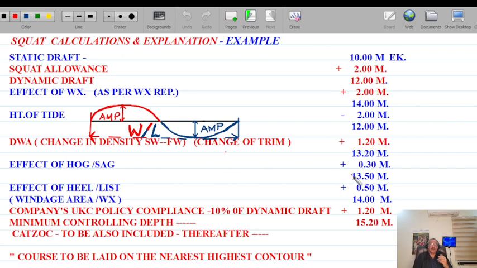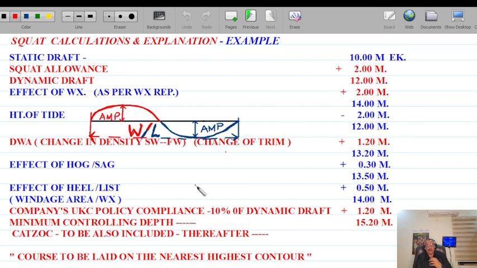Thereafter, the effect of hog and sag. Bigger vessels have bigger hog and sag, like VLCCs have up to sometimes around 50 odd centimeters, and Aframax and Suezmax may have 35, 40 centimeters, so I've taken approximately 30 centimeters. For a smaller vessel, it may be lesser, 15 or 20 centimeters. You'll see when you check the draft marks, when you're fully laden, you'll be able to ascertain the hog or sag, which will also be reflected in your load indicator. So with the effect of hog or sag, I've taken an additional 30 centimeters. Then it gives us a figure of 13.5 meters.